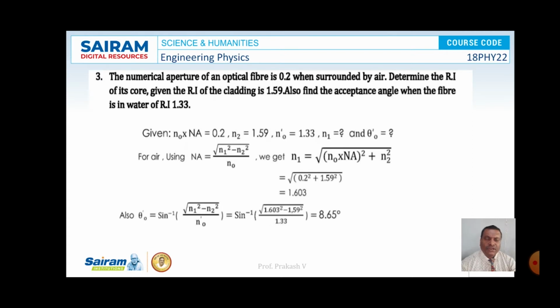Further we know that theta naught is equal to sine inverse of square root of n1 square minus n2 square by n0, that is sine inverse of square root of 1.603 square minus 1.59 square divided by 1.33. On simplification the value of theta naught is found to be 8.65 degree. So this is the acceptance angle calculated for this problem. The refractive index of core is calculated as 1.603 and the value of theta naught is calculated as 8.65 degree.